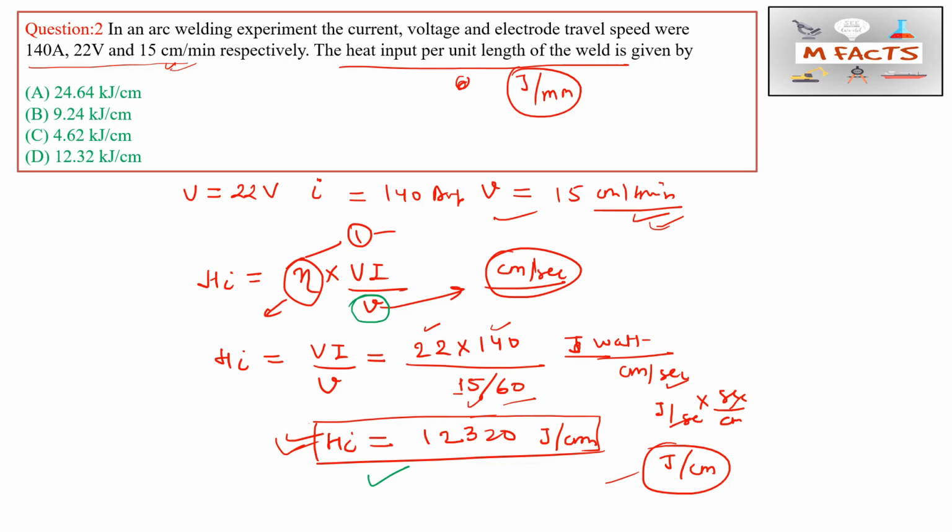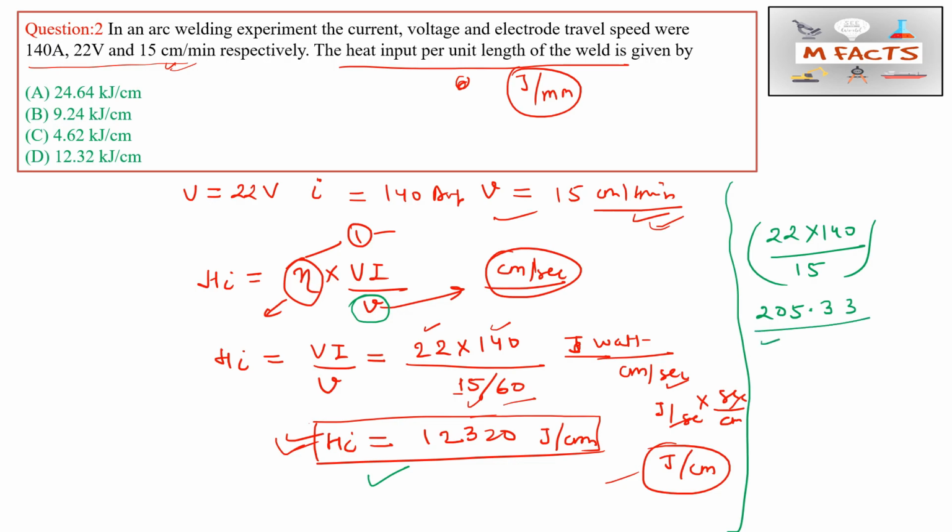The other way of doing this question is, suppose I forgot to change the unit of the welding speed. Then this value will come out as 205.33, and if this is a multiple choice question, you will get an idea. But in NIT type of questions, which are not multiple choice, you will not know that this is a wrong answer. So it is necessary to balance the units.